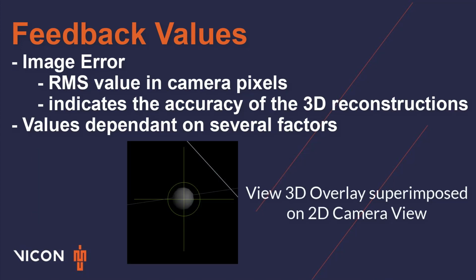The image error is the RMS distance in camera pixels and indicates the accuracy of the 3D reconstruction of the markers. This value represents the difference between the 2D image of each marker on the camera sensor and the 3D reconstructions of those markers projected back to the camera sensor. Acceptable values depend on factors such as the size of the capture volume and the camera lens type. As you continue to calibrate your lab setup, you will see these values trend towards certain numbers.